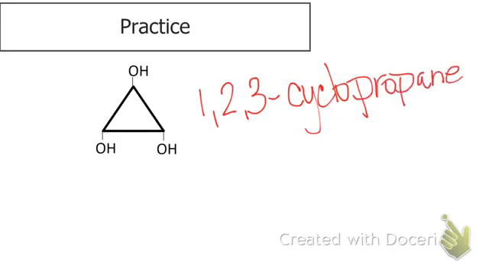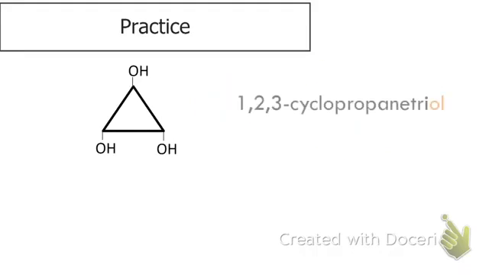Right? And there's an E on the end because there's more than one alcohol. And there are tri, because there's 3 of them. And it is ol. So this would be 1, 2, 3, cyclopropane triol. So let's test yourself, see how you did on there. 1, 2, 3, cyclopropane triol. Excellent. Good job. Very good job.